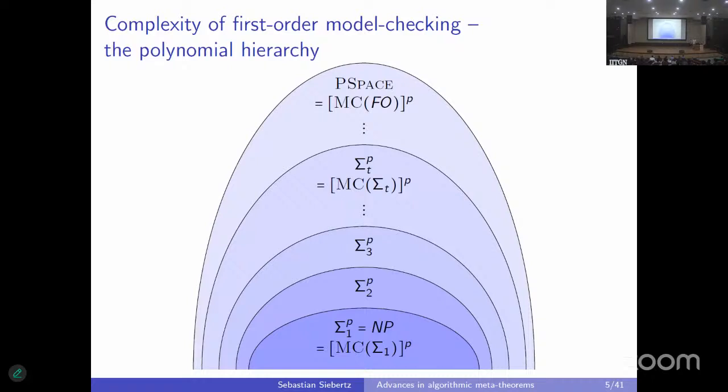And it turns out that model checking for first order logic is very difficult. So model checking for sigma t formulas is complete for the t-th level of the polynomial hierarchy. And model checking for first order logic is complete for PSPACE. So there's no hope, when we look at classical complexity, to have a good theory of tractability. All these problems are very difficult.